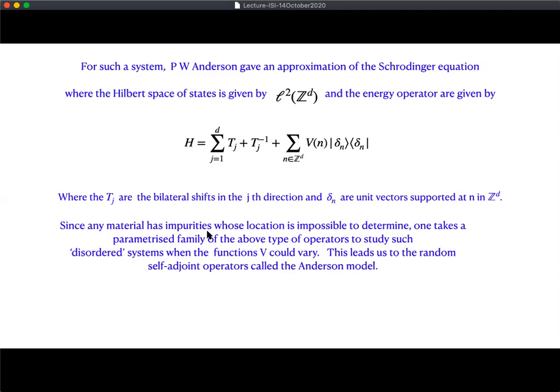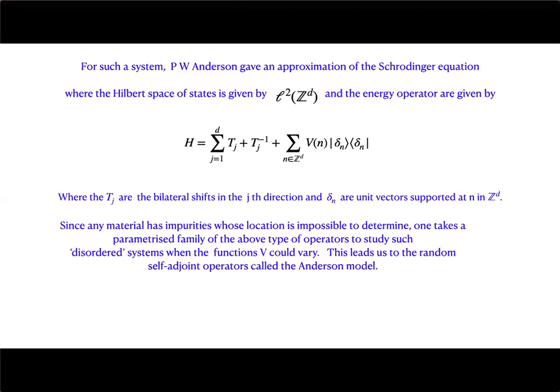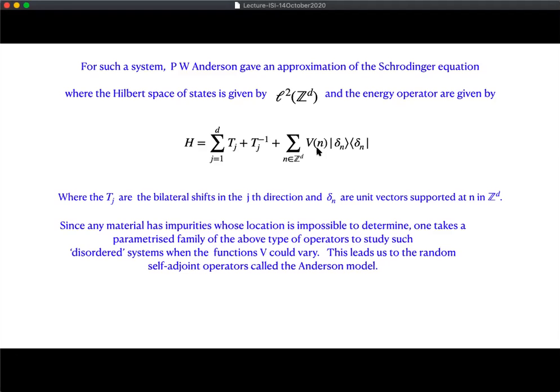Since any material has impurities whose location is impossible to determine, one takes a parameterized family of the above type of operators to study such disordered systems, where the function V could vary. For a given material, if the atoms are all identical, then V would be the same because they all exert the same force. But if one atom changes to some other material, some impurity, then V changes. So to study a property of such an object, it is really impossible to say which atom is where.